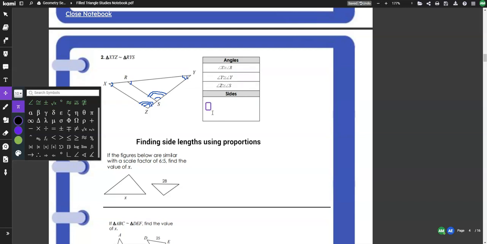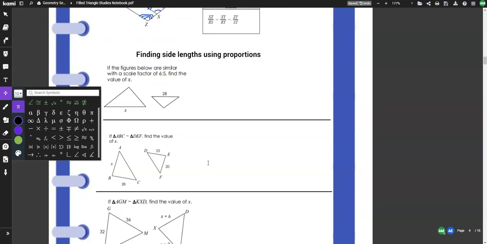Same for the sides. So XZ is corresponding to RS. XY, that's the whole length of the side, and RY, and YS. Okay, I'm putting the big one on top, sorry, ZY over SY, or YZ over YS. Right, we're going to determine the scale factor, and then we can find the value of X.